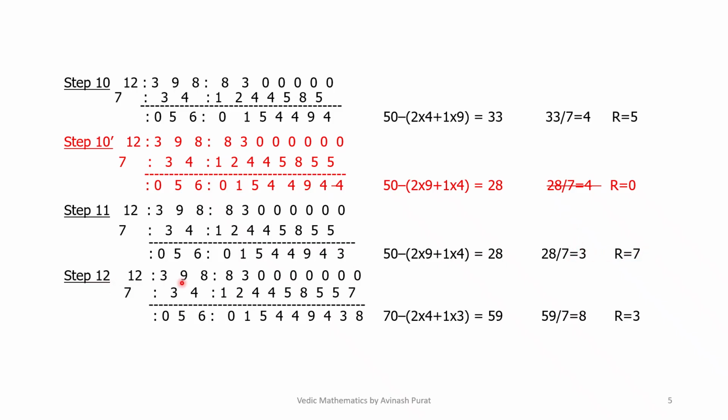Now, next step, 70 minus 2 into 4 plus 1 into 3. That is 8 plus 3, 11. 70 minus 11 is 59. Now 59 divided by 7 equals 8. 7 eights are 56 and remainder is 3.